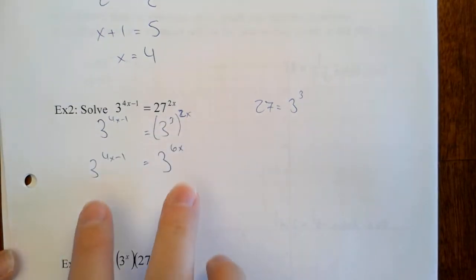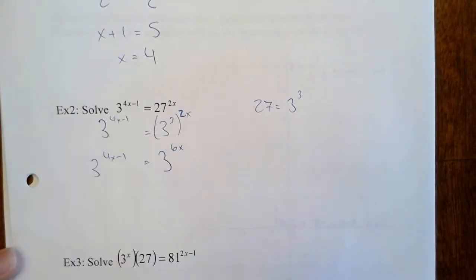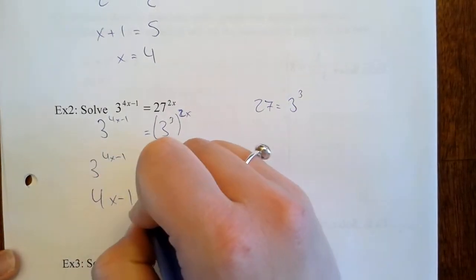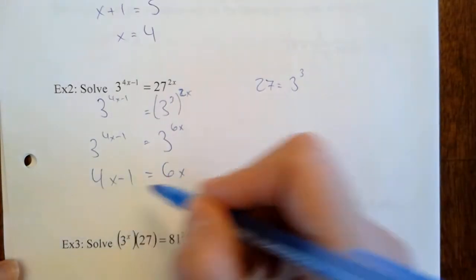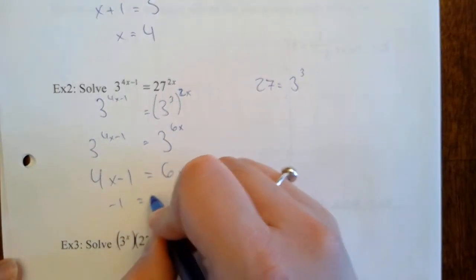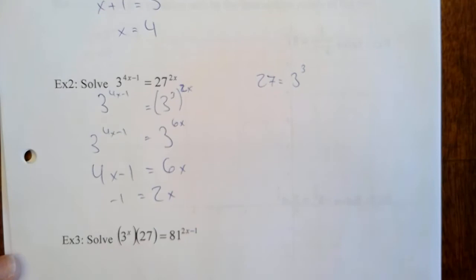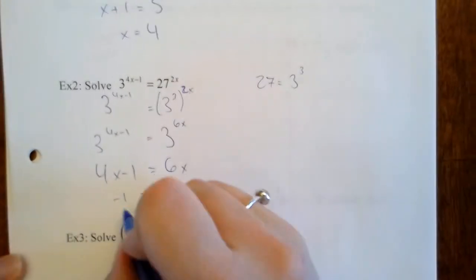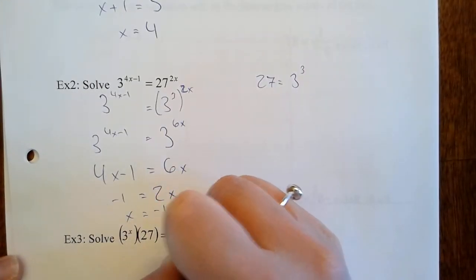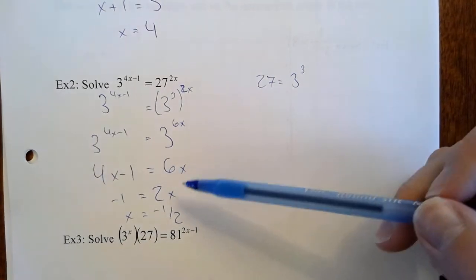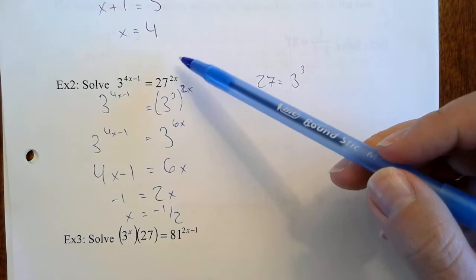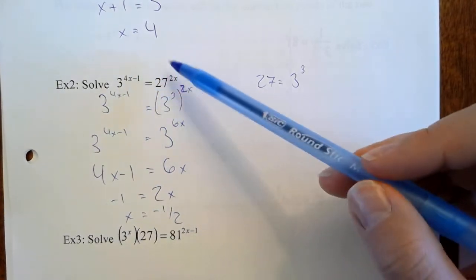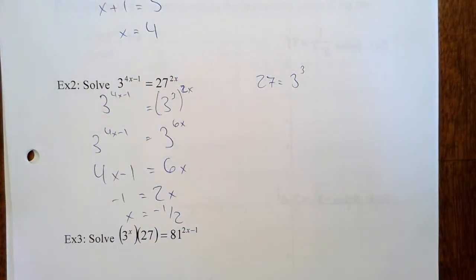All right. Now for this to be true, that means these exponents have to be equal to each other. So 4x minus 1 equals 6x. Let's find what x is. I'm going to subtract 4x from both sides. I get negative 1 equals 2x. Divide both sides by 2. X equals negative 1/2. And if I wanted to, I should be able to substitute this back in and find that these two values are the same, or else something has gone wrong.